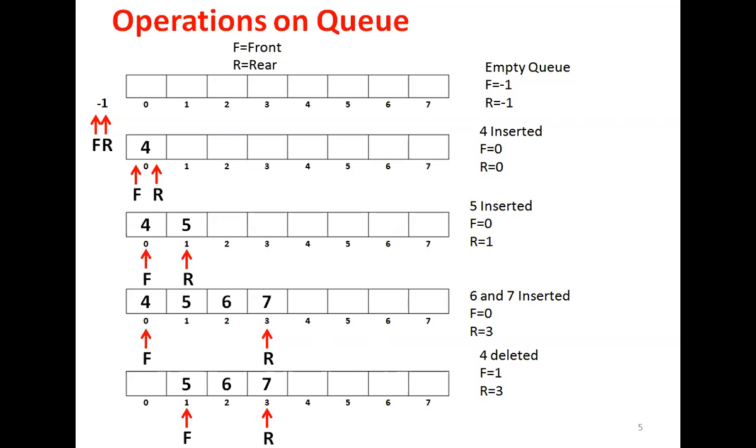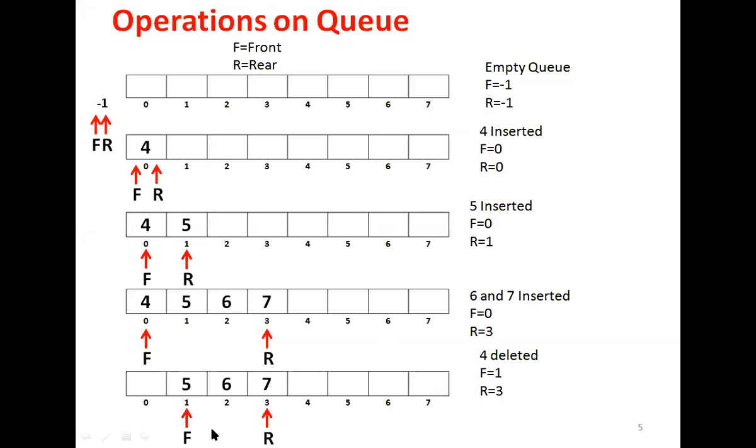Is that clear? Yes, sir. Now suppose I want to delete 5. Okay. Now tell me what will be the value of front and rear. Front will be 2, rear will be 3. Yes, front will be 2 and rear will be 3.